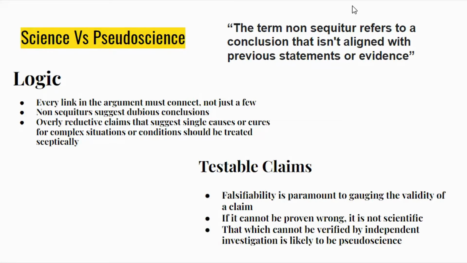So we have to be aware of, if we can't actually test those claims that people are making, if we can't actually prove that they're wrong, then be suspicious of them, because there's a level of subjectivity there, and it's probably because those claims are, again, anecdotal, testimonial kind of evidence. So again, the caveat: that which cannot be verified by independent investigation is very likely to be pseudoscience.